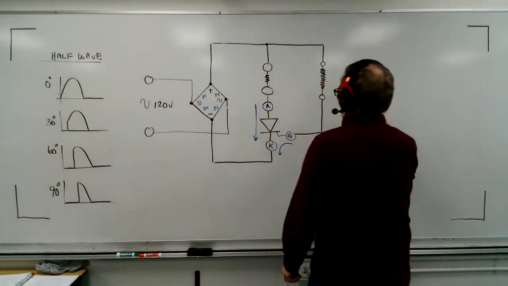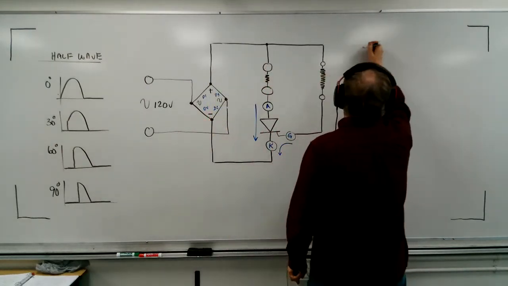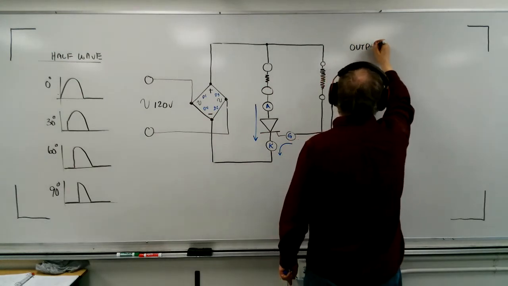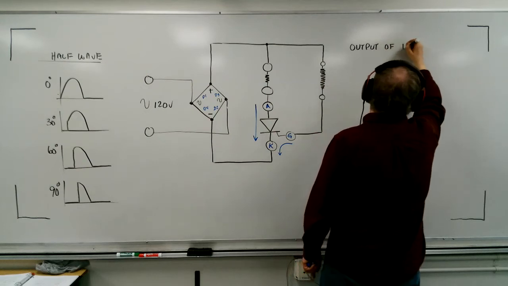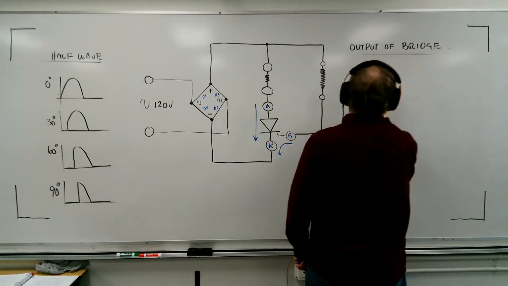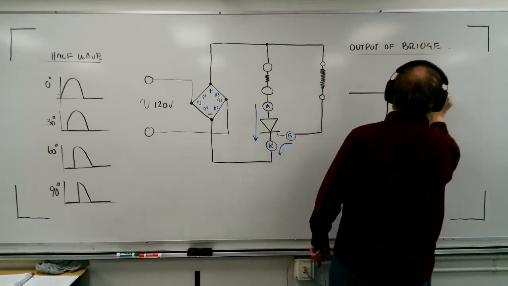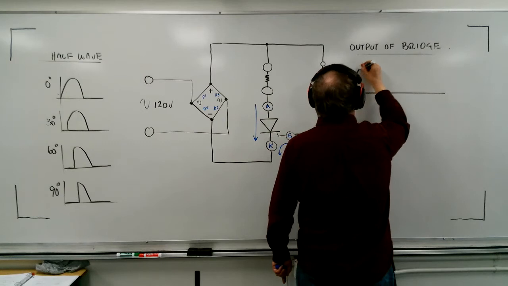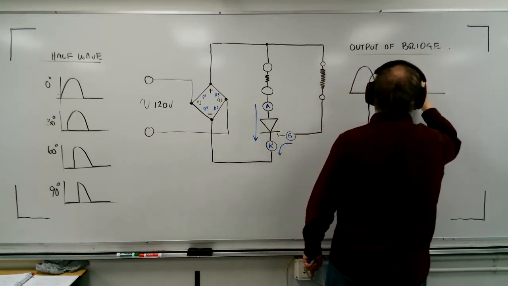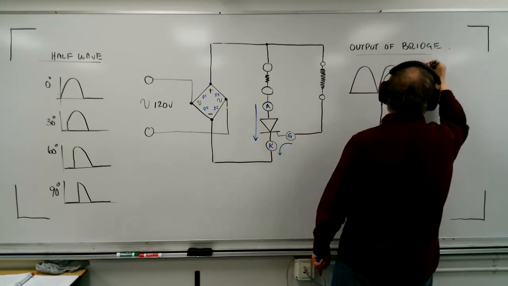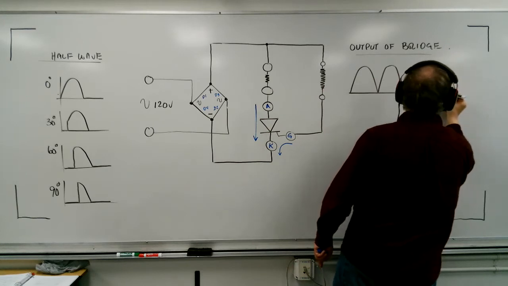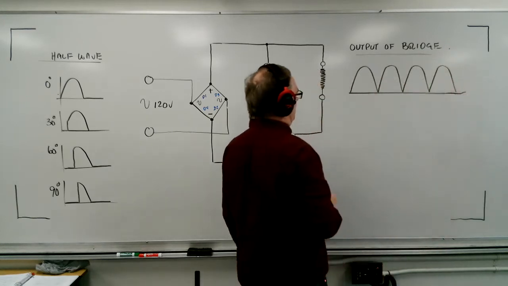Now, what does the output waveform look like? I'm going to call this the output of the bridge. Okay, the output of the bridge. Well, let me draw it for you. It looks like this. I'm going to draw 2 cycles for you actually so you can see a little bit of length to it. That's 2 cycles of the output from the bridge.